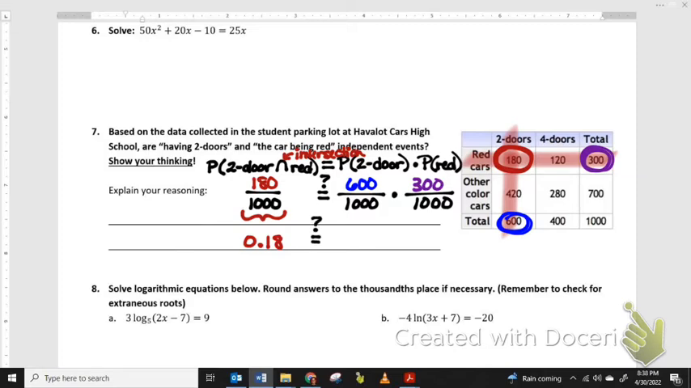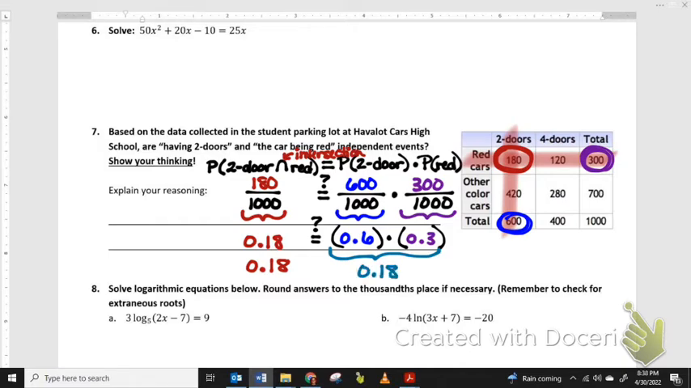I need to grab my calculator for these other 2. 600 divided by 1,000 is what? 0.6. We're going to multiply that after we change this next one into its decimal form. 300 divided by 1,000? 0.3. So now I want you to multiply 0.6 and 0.3. 0.18.